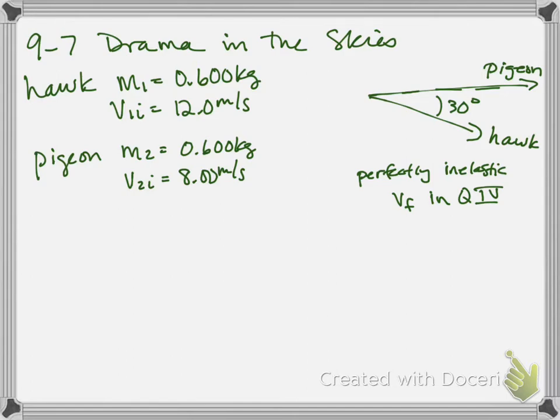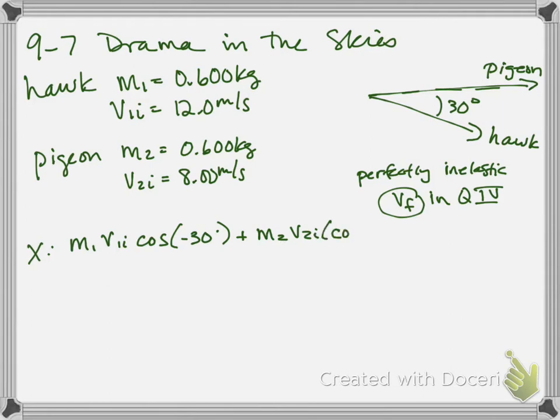They're actually going to ask us what is the final velocity. So we can do this using vector component strategies here. If we write our conservation of momentum in the x direction, we have the initial momentum of the hawk is m1 times v1I, and then we need to take the x component, so that's cosine of minus 30 degrees. The x component of the pigeon is m2 v2I. The pigeon's only moving in the x direction. If you wanted to write cosine of 0 degrees, you certainly could, but you're going to get 1, and we're going to reduce that down to m2 v2I.